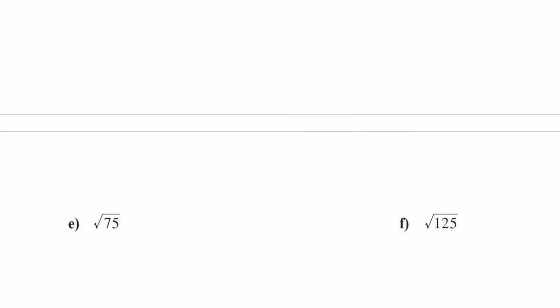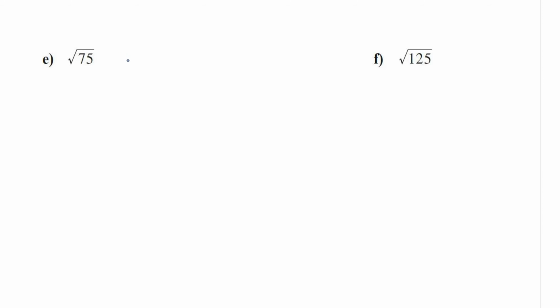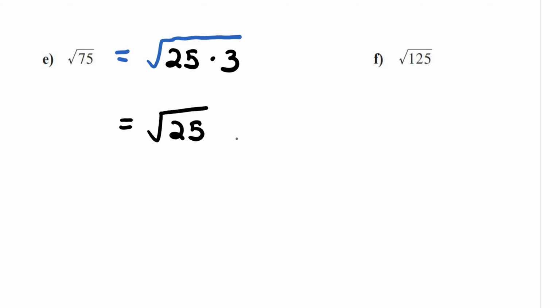Okay, let's move on to letter E here. Okay, so letter E, I got 75. So I'm thinking of two numbers that multiply to 75. I'm thinking about 25 and 3. Then I can break this down into two individual radicals. So root 25 times root 3. And the square root of 25 is going to be 5. So 5 root 3 is the final answer. And I won't use method number 2 there because 25 and 3 work quite well.